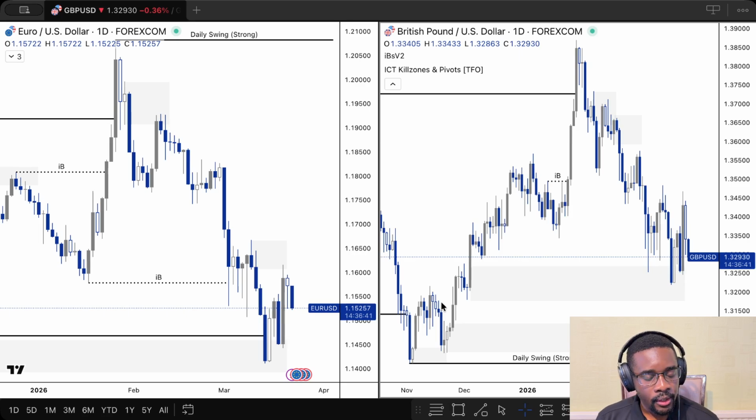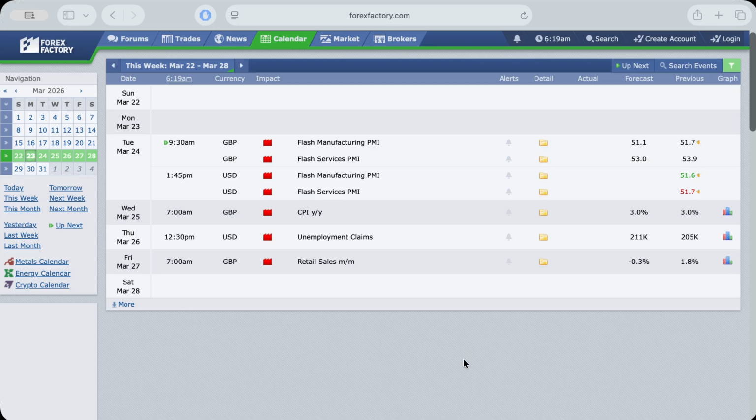Good morning, everyone. Welcome to the Working Trader, where we look at the EUR/USD and GBPUSD and come up with trade ideas for the day, if there are any. So let's jump right into Forex Factory, having a look at the news.